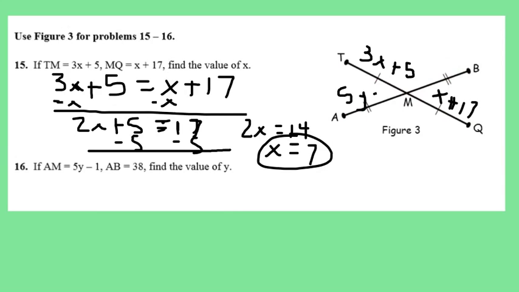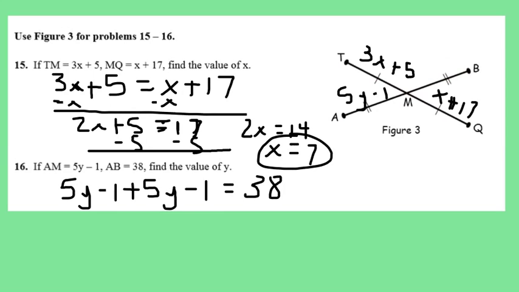So 5y minus 1 equals, now this one's a little different. Okay, so this piece is 5y minus 1. MB, we don't know. However, we know we have two that are the same. So what I'm going to do is 5y minus 1 plus 5y minus 1 equals the length of the entire thing, which is 38. Okay, so let's go ahead and combine 5y. 5y plus 5y is 10y. Negative 1 and negative 1 is a negative 2 equals 38.